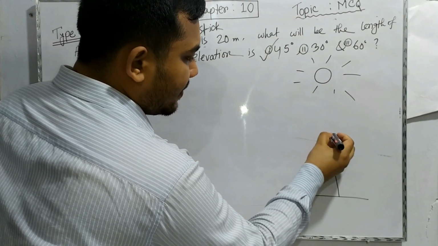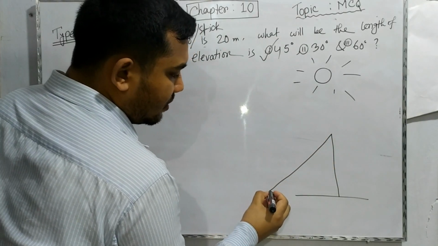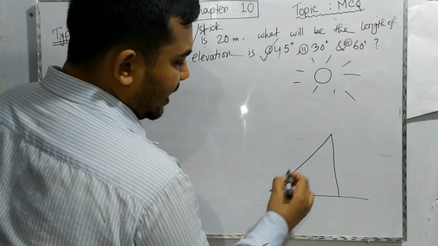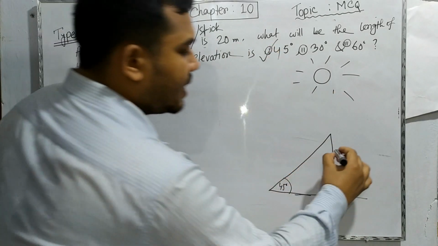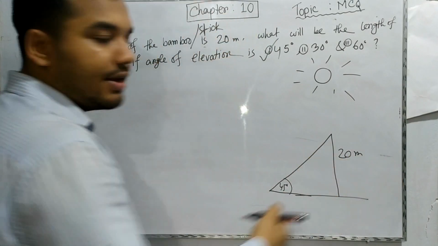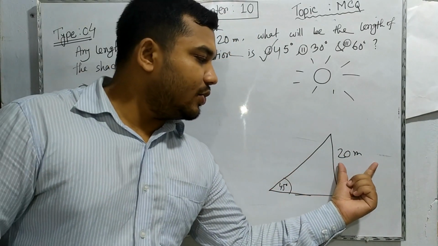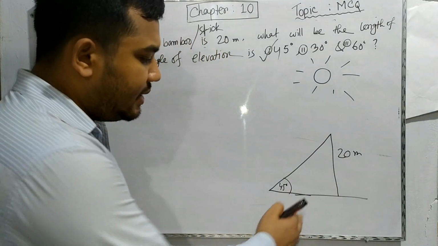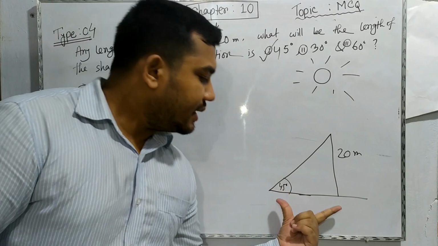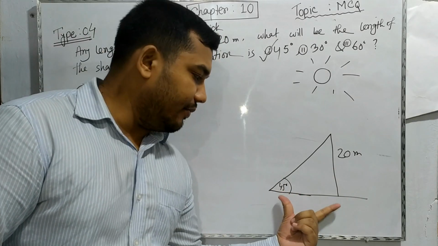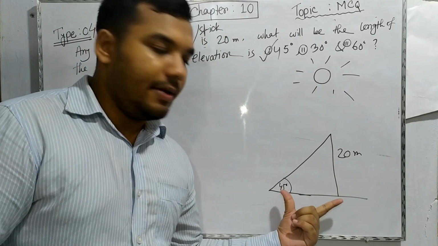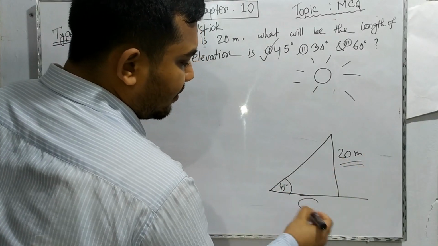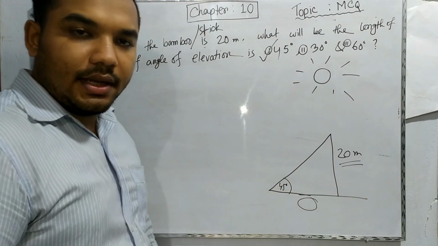So here they are talking about the angle of elevation being 45, and the length of the bamboo, that is 20 meter, is given. So we need the shadow. The shadow, that means the base, we have to find. So what will be the base here if it is 45 degree?